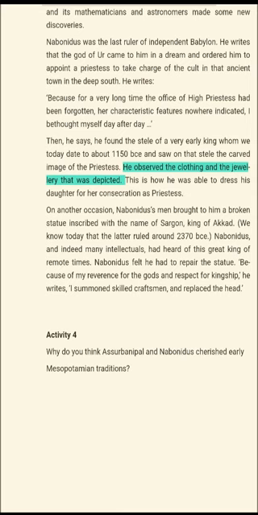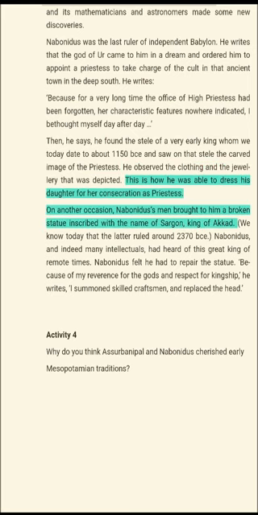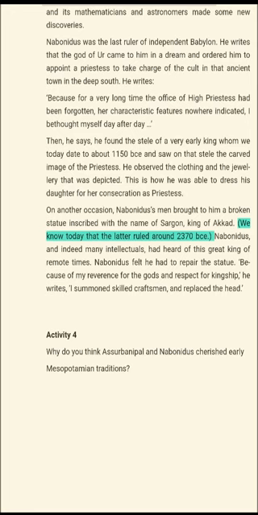Then, he says, he found the stele of a very early king whom we date to 1150 BCE and saw on that stele the carved image of the priestess. He observed the clothing and the jewelry that was depicted. This is how he was able to dress his daughter for her consecration as priestess.